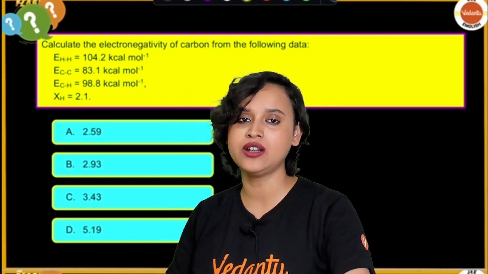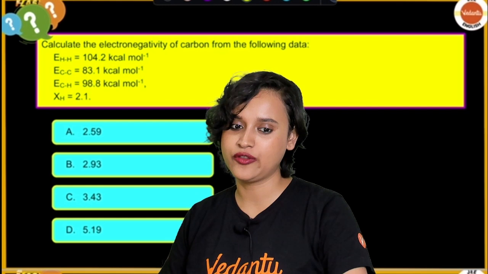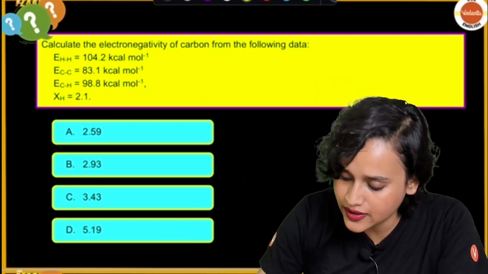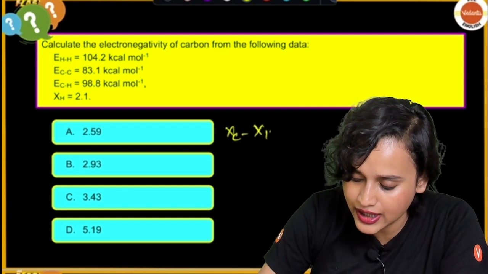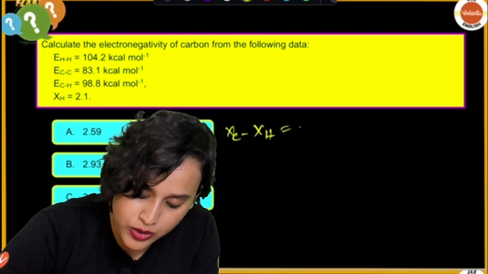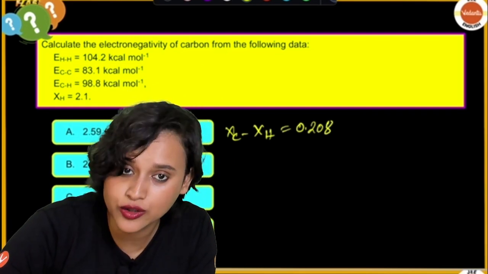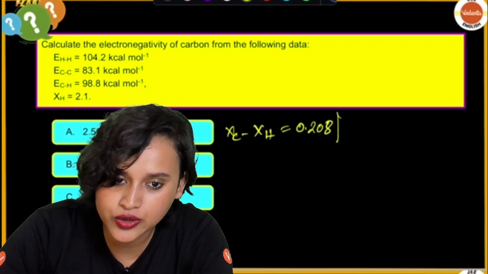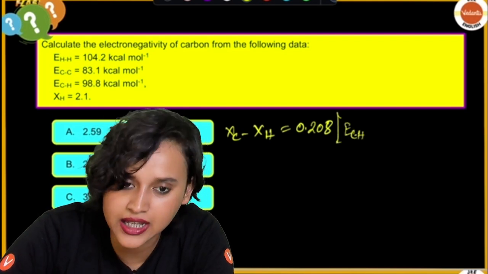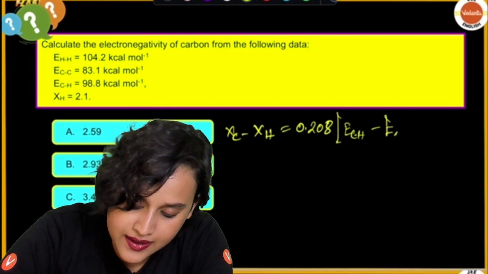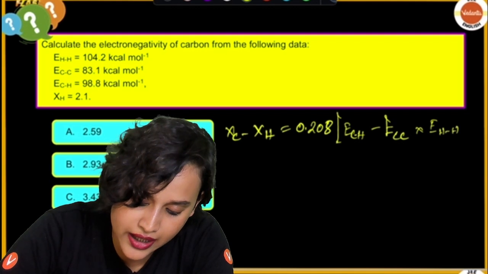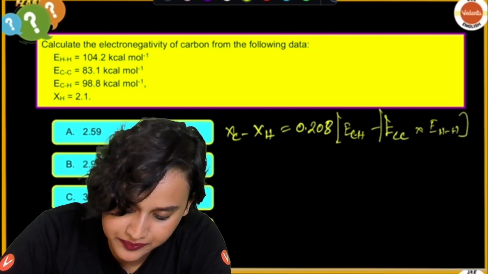How do we calculate? We know the formula. What is the formula, everybody? The formula is for X_C minus X_H, okay, I'll move this side. You write a constant, that is 0.208, and then you write here E_CH, E_C-H, minus E_CC multiplied with E_HH. Am I right? Yes, this is it.